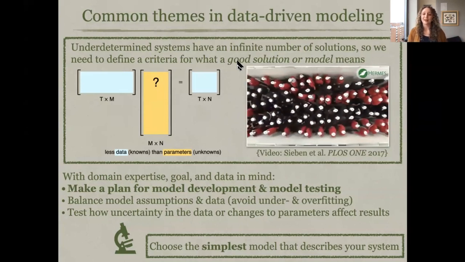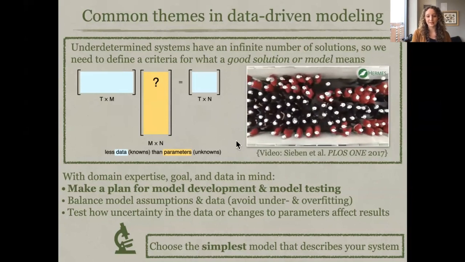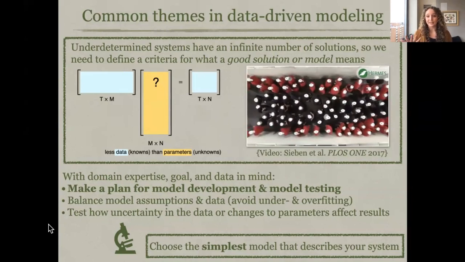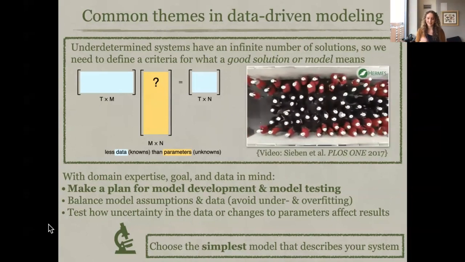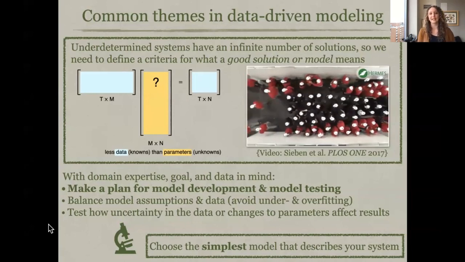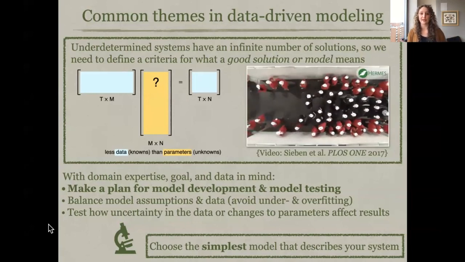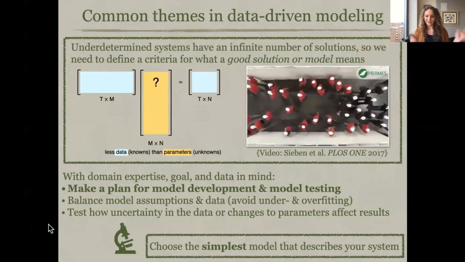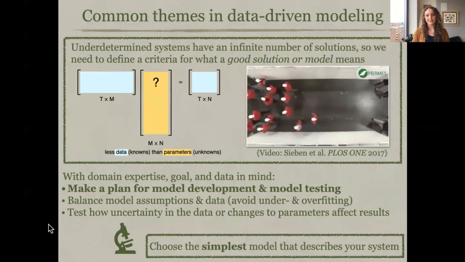There are way more unknowns here than we can get our hands on uniquely. So the general plan for dealing with this is to combine expertise in the particular application at hand, work with the specific goal that you have in mind, and be aware of your data to make a plan for model development and then model testing, balancing the number of assumptions you put into the model and the amount of data that you have, and then testing how uncertainty in your data and uncertainty in your parameters impacts your results.